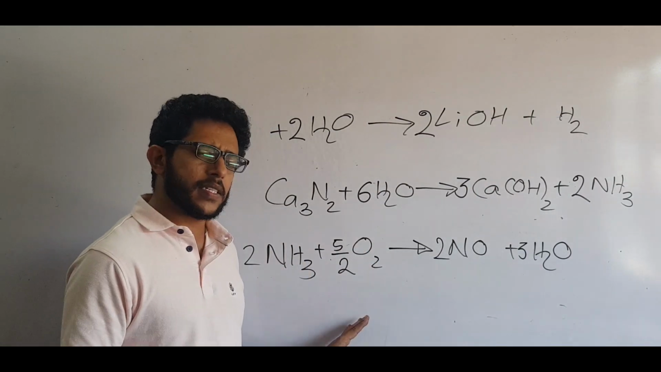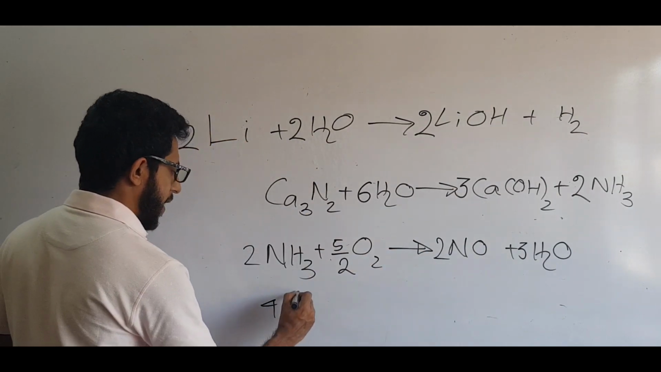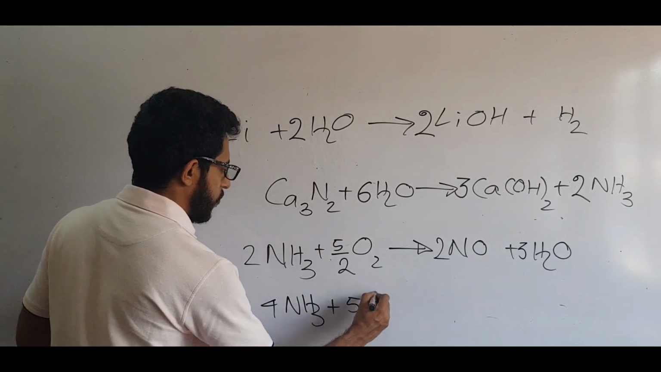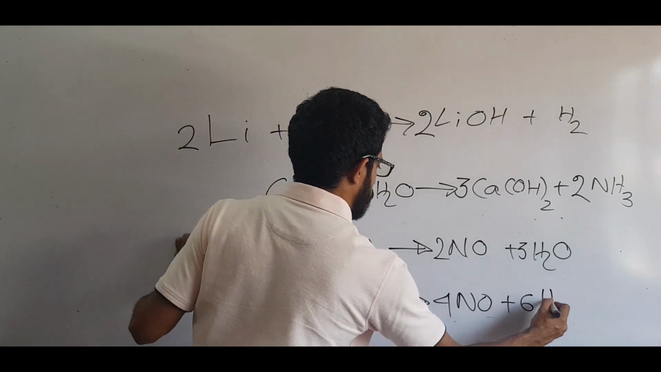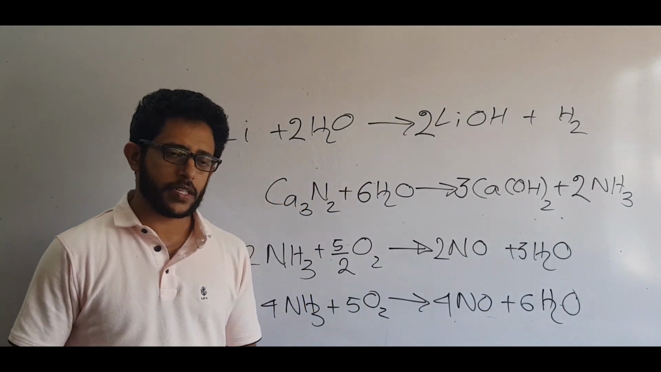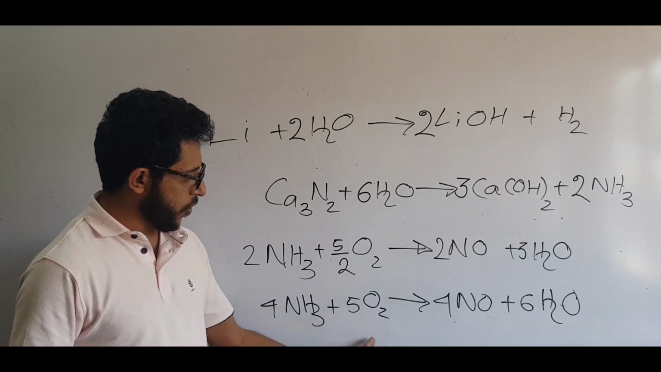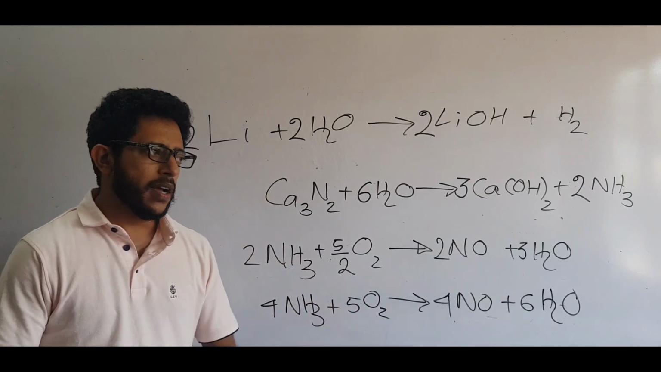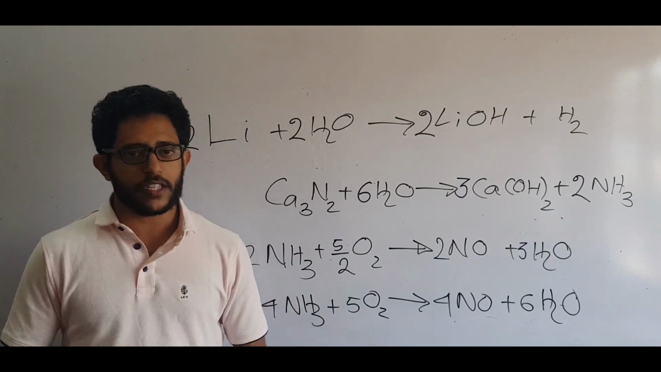You can keep it like this, or you can multiply everything by 2, so you get 4NH3 plus 5O2 gives 4NO plus 6H2O. That is the balanced reaction. So this is how we balance a reaction using the inspection method.